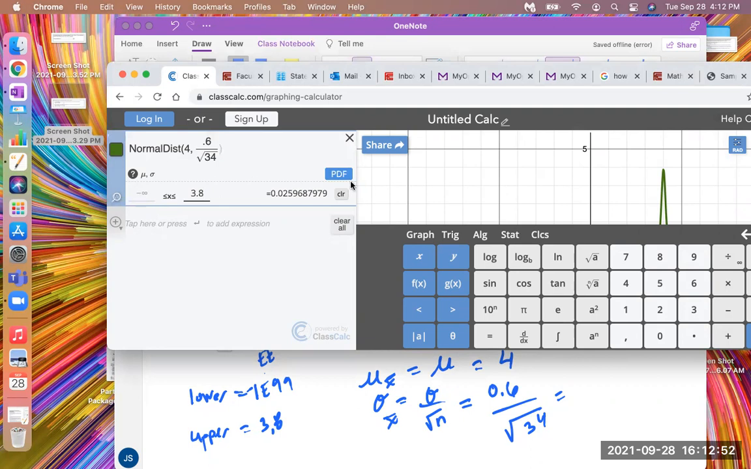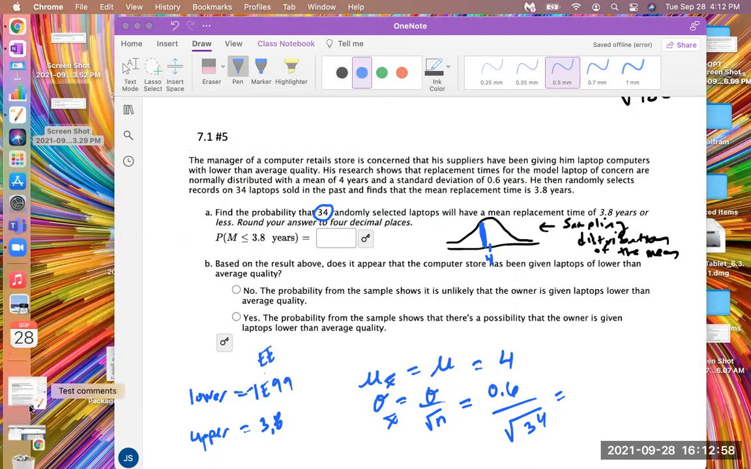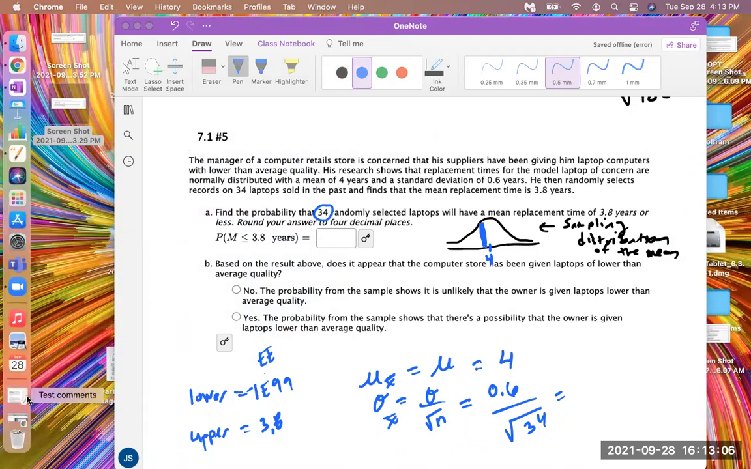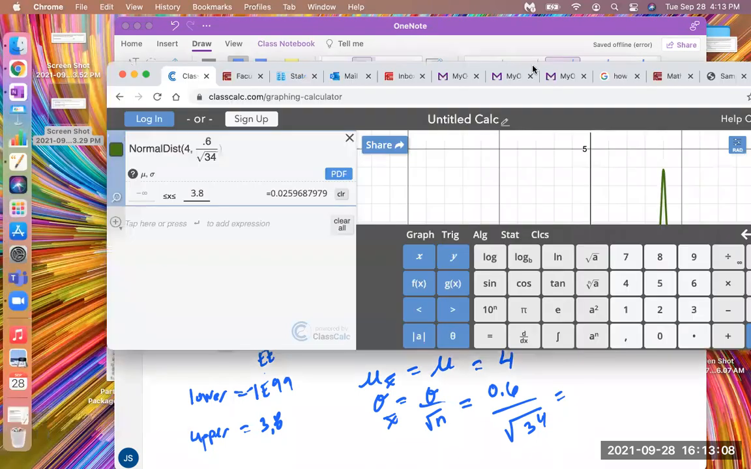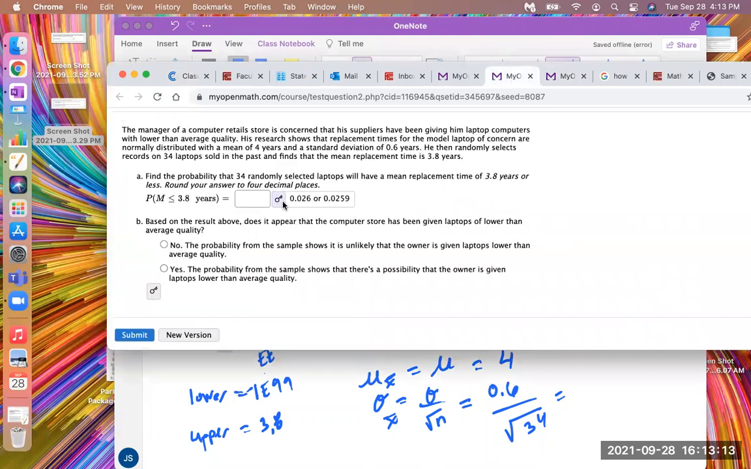All right, well, I hope that you found this really valuable and that you understand this. Our final answer here was 0.0259. Actually, let's double check it. At 0.026, they say, or 0.0259, either one.